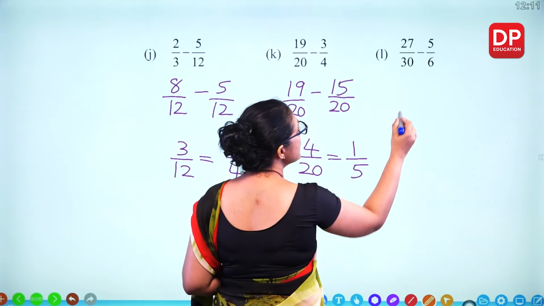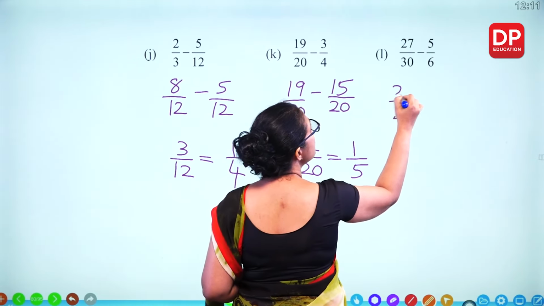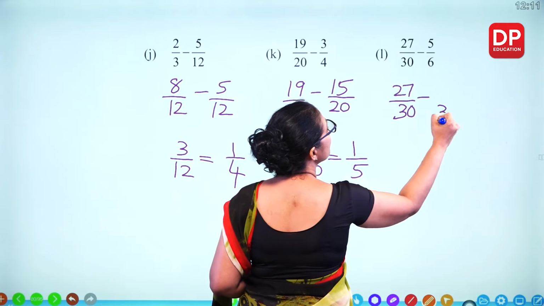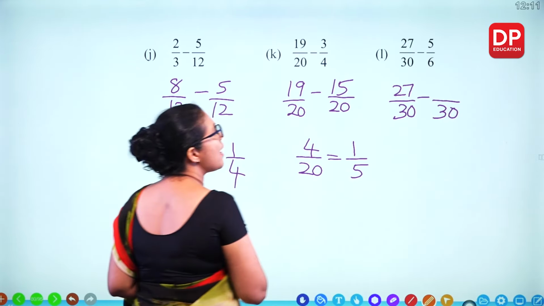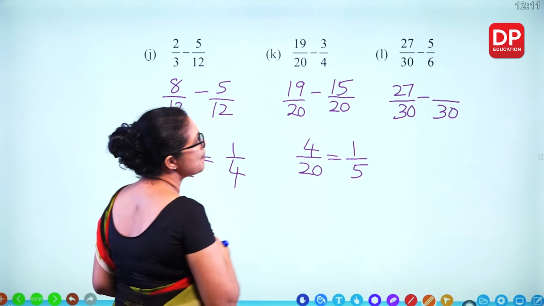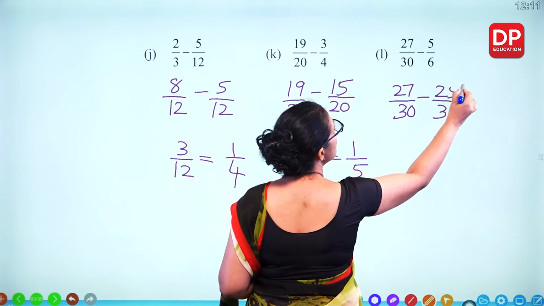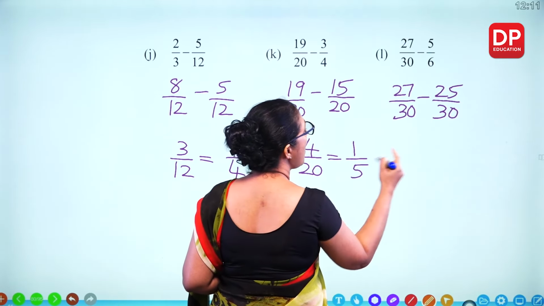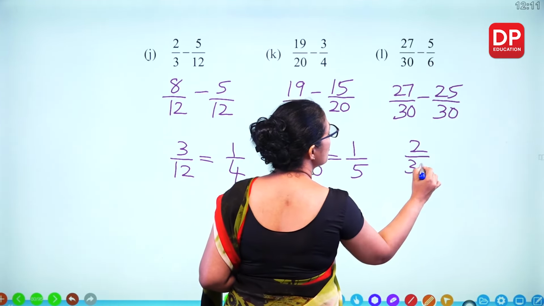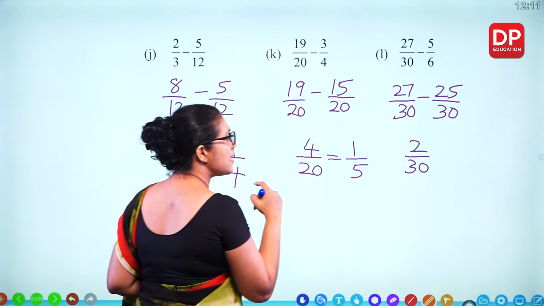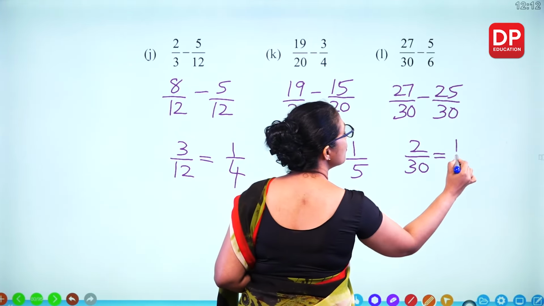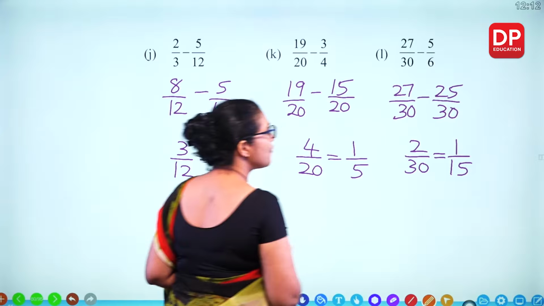30 and 6. Common one is 30. So multiply by 5 to get 30. 5 times 5, 25. So 27 minus 25, you get 2. Now divide both the numerator and denominator by 2. You get 1 over 15.